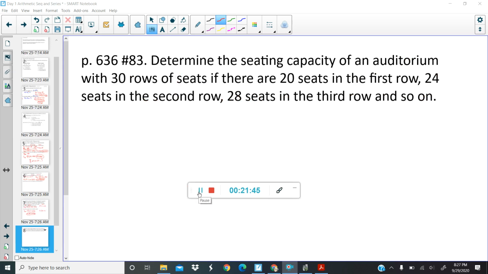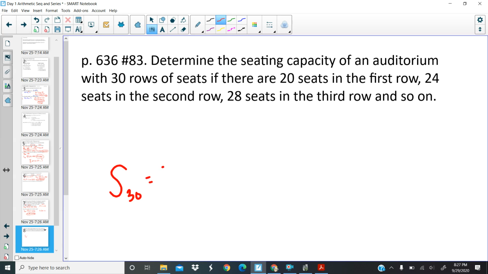So here's another example, and my suggestion again is to pause it and read it and try it on your own. And then if you can't get it, watch the rest of the video, or if you do get it, then watch how I solve it to make sure that you got it correct. So in this one, you're determining the seating capacity of an auditorium with 30 rows if there are 20 seats in the first row, 24 in the second, 28 in the third, and so on. So if we're determining the seating capacity, then that means all of them added together for the first 30 rows. So that's going to be S sub 30.